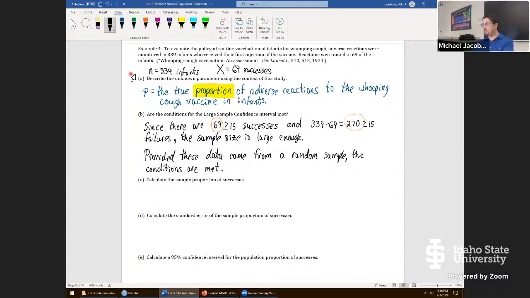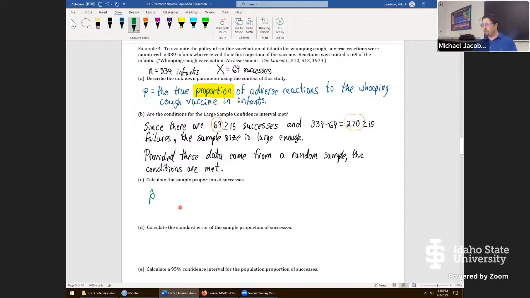Okay, well, this is the fun part. When it says sample proportion successes, now we're going to the statistic. We know it must be because it said sample. The statistic that estimates lowercase p is this, p hat.